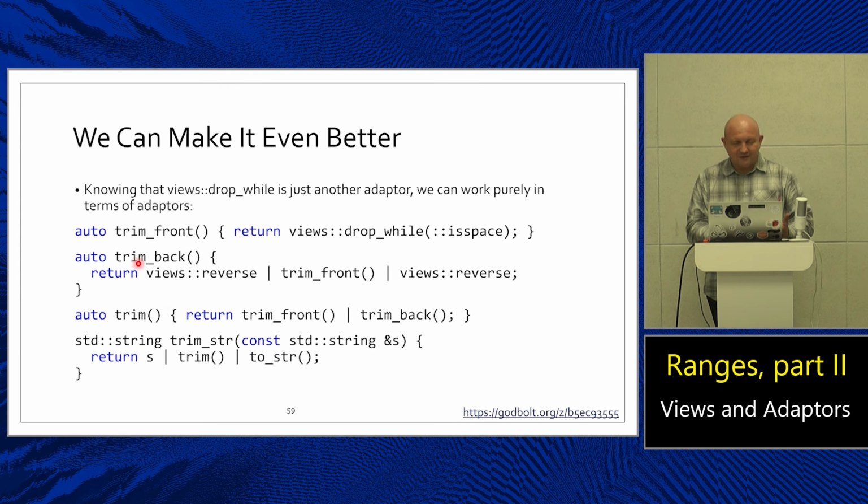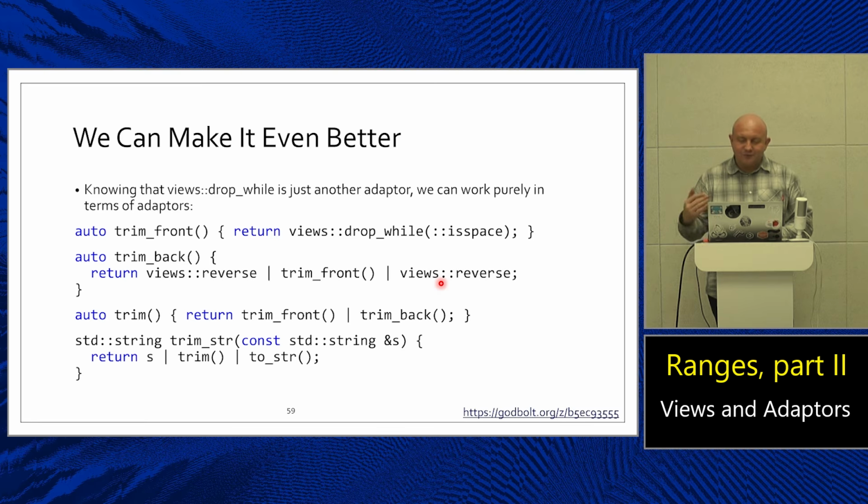And now comes a nice part. Once we remember that views drop while is itself just another adapter, we can stop writing functions that take ranges at all. Instead, we can work purely with adapters. Our trim front is just returning this adapter. And trim back is reverse, pipe trim front, pipe views reverse. The result of this pipe is just another adapter, not a range. Trim back is a function that returns an adapter, so basically it is an adapter. And trim is just the composition of trim front and trim back.